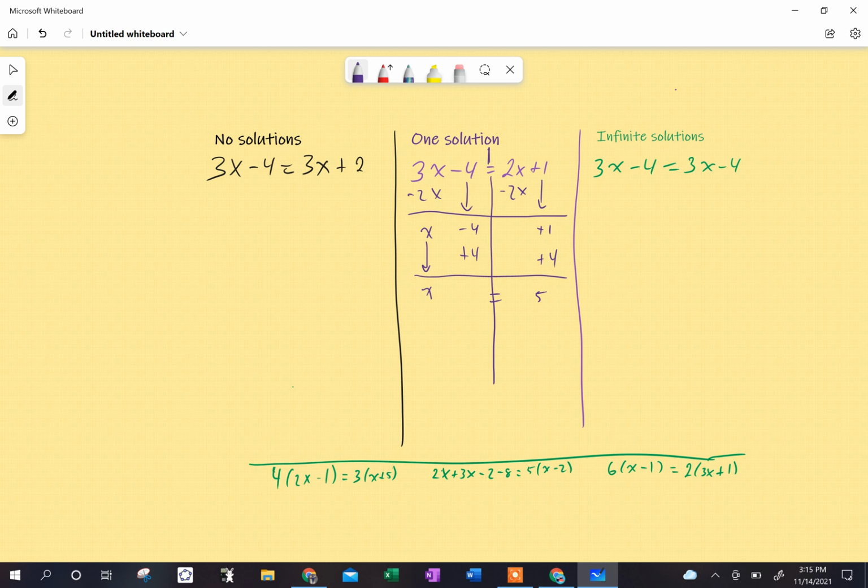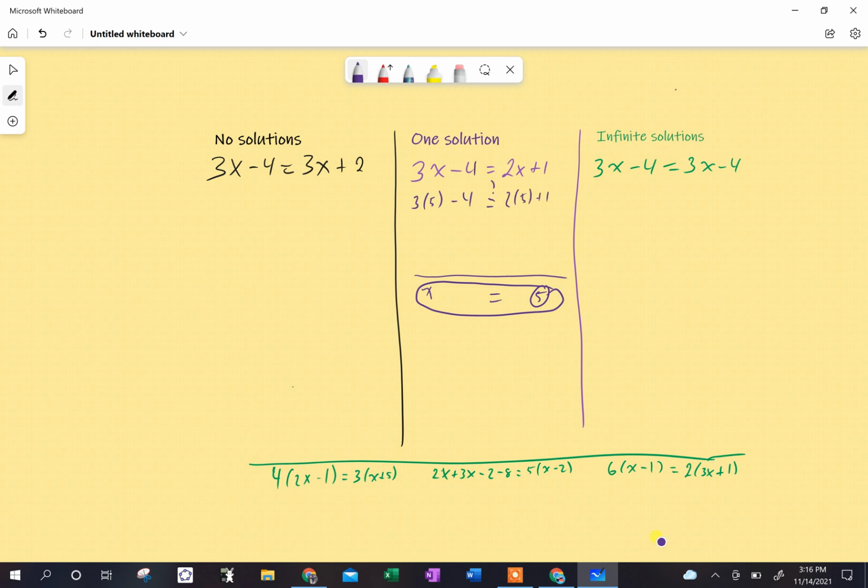Now, we're going to stop here. I'm just going to circle this. x equals 5. That is the solution for this equation, 3x minus 4 equals 2x plus 1. And what that means is if I take 5 and I plug it back in, 3 times 5 minus 4, does that equal 2 times 5 plus 1?